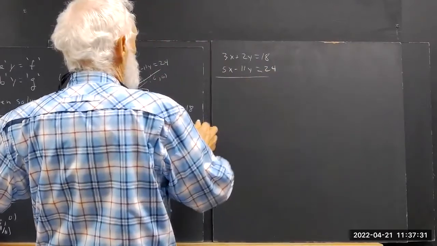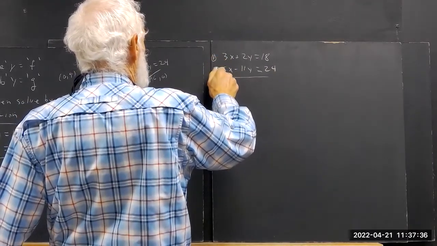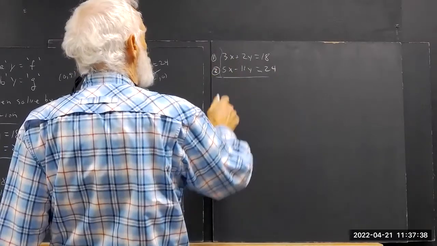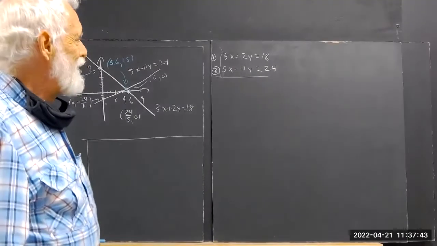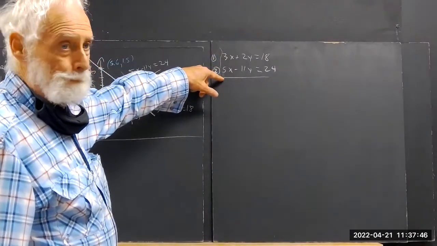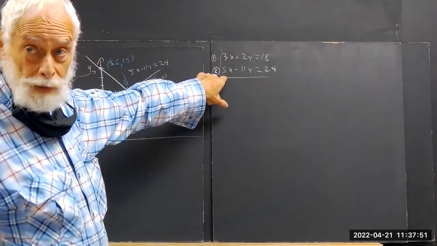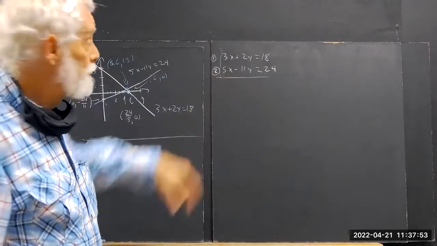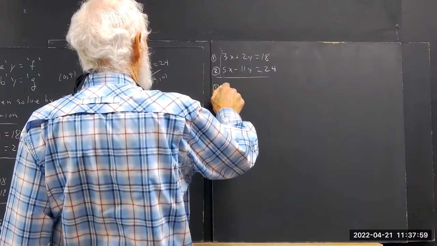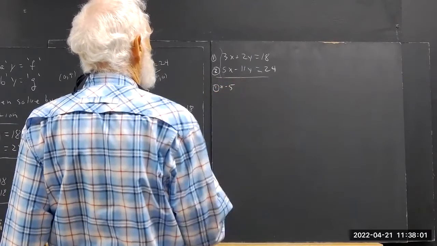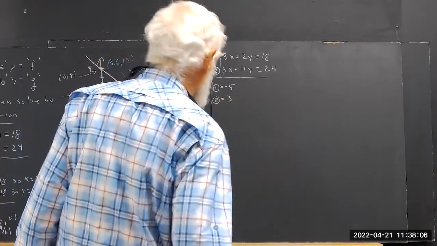So I'm going to call this equation 1, this equation 2. To eliminate x, I'm going to say these are relatively prime. There's no number that divides 3 that also divides 5. In that case, I can multiply the first equation by -5 and the second equation by 3.